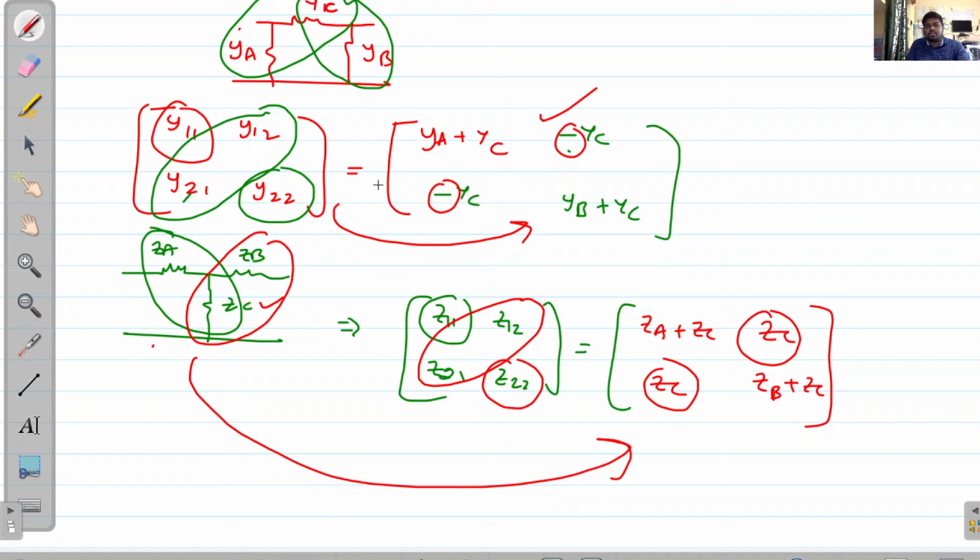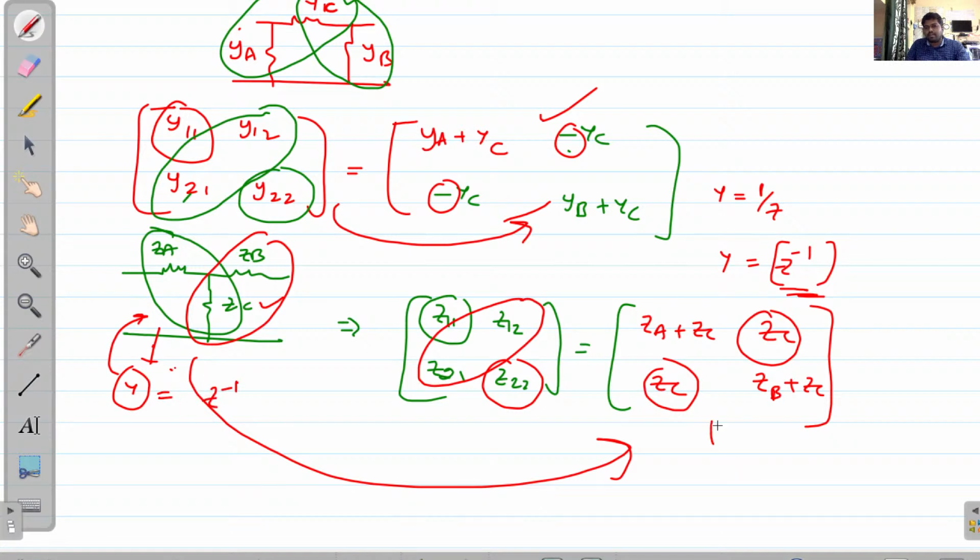Otherwise, Y is nothing but 1 by Z, otherwise you can take Y equals Z inverse. That means the inverse of this particular matrix. For example, you have a T network. For this T network, they are asking about Y parameters, right? If I want to find the Y parameters for this T network, in that context we have two methods. One is you can convert this entire network into a pi model, then apply this formula. Otherwise you can find the Z parameters first, then take the inverse of this particular Z matrix.